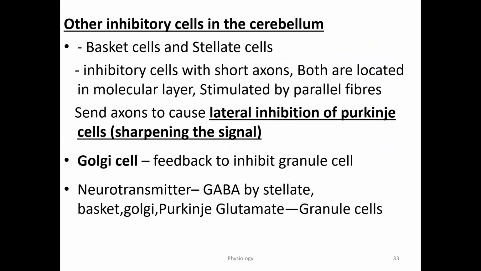So what are the other inhibitory cells present in the cerebellum? As you know, basket cells and stellate cells, which are inhibitory with short axons, are both located in the molecular layer and stimulated by the parallel fibers of granule cells. They send axons for lateral inhibition of the Purkinje cells, that is, sharpening of the signal. Golgi cells give feedback to inhibit the granule cells. The neurotransmitter is GABA for stellate cells, basket cells, Golgi cells and Purkinje cells, and glutamate, which is excitatory, is released by the granule cells.